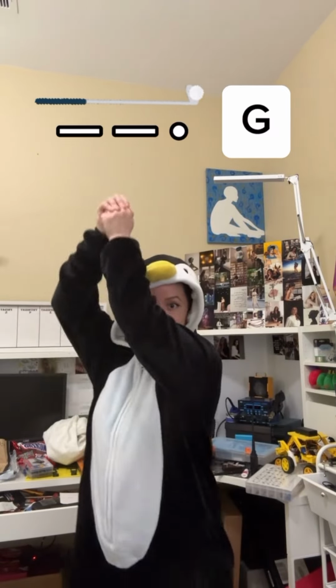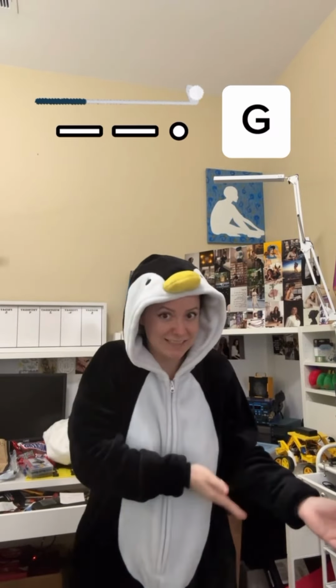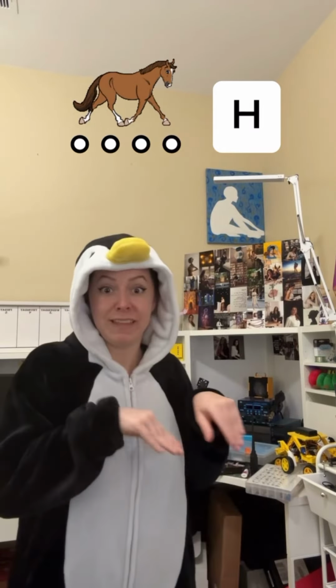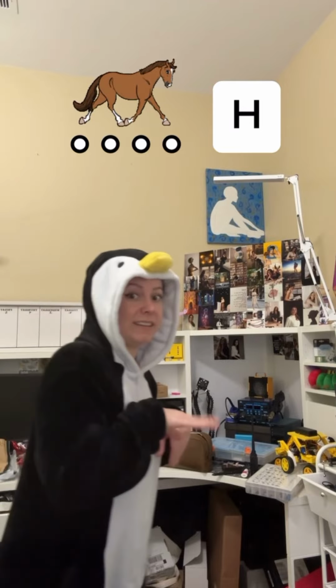G, we're gonna think G as golf, like the golf stick. So it's gonna be the long stick and then the little thing that hits the ball. H, we're gonna think of a horse trotting. Not like a rabbit that hops, okay? So it's 4 dots.